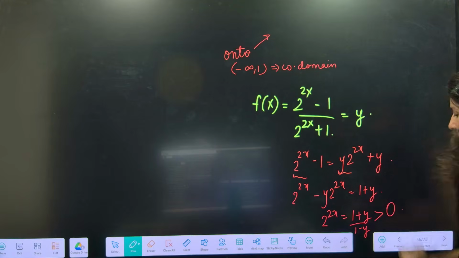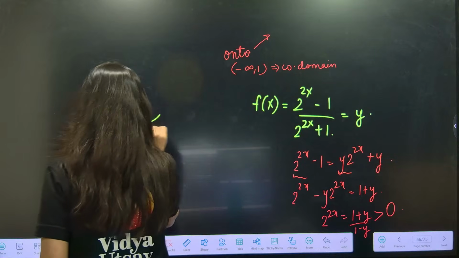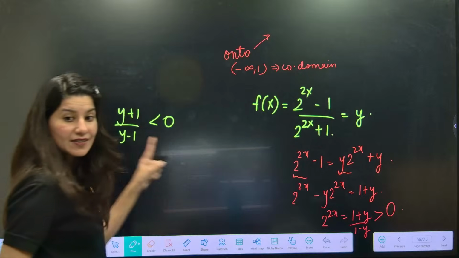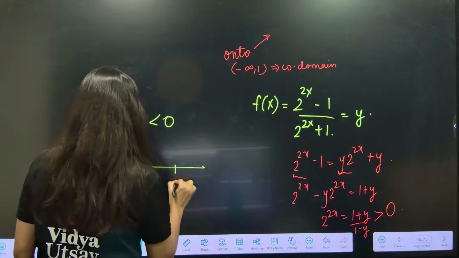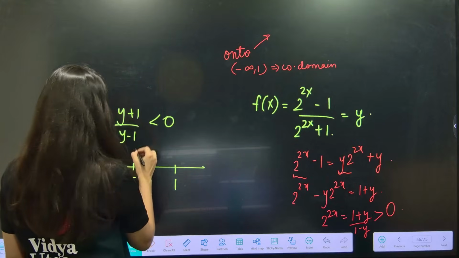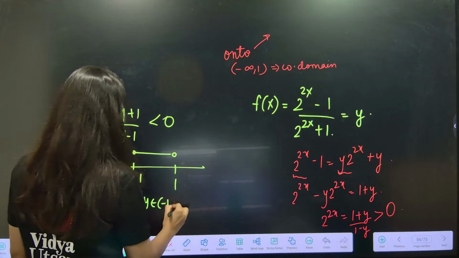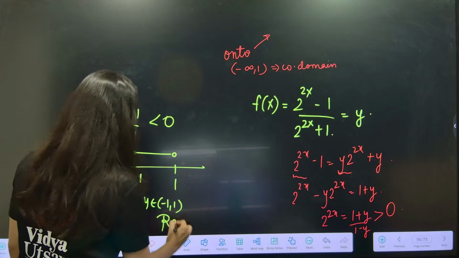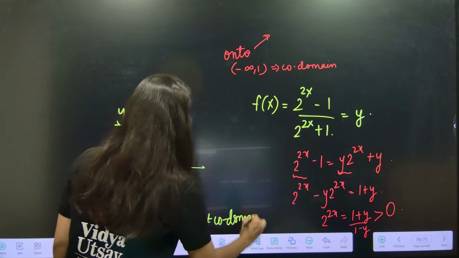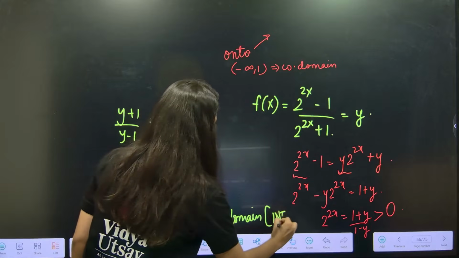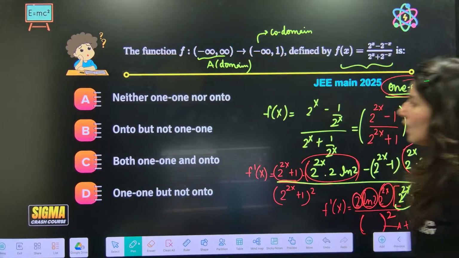Since 2 power 2x is always positive, this has to be positive. That means y plus 1 upon y minus 1 will be negative. Using the method of intervals, everyone, this is minus 1 and 1, and this is what my range is. Range is minus 1 to 1. What does that mean? Range is not matching with codomain, hence it is not onto. That means it is an into function. So it is 1-1, but not onto.